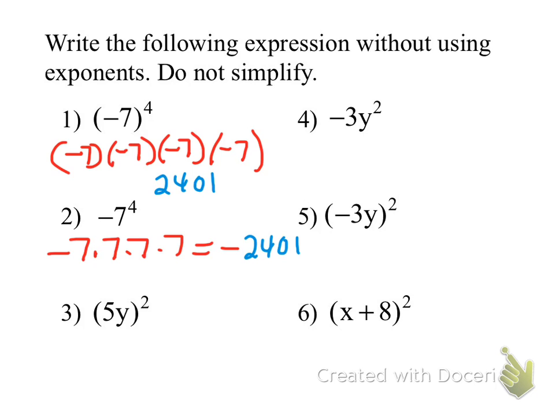2401, and it's positive, because negative times negative makes a positive, and a positive times a positive. Do you understand? This is the problem between a right answer and a wrong answer. This is the problem between a failing algebra student and a passing algebra student.